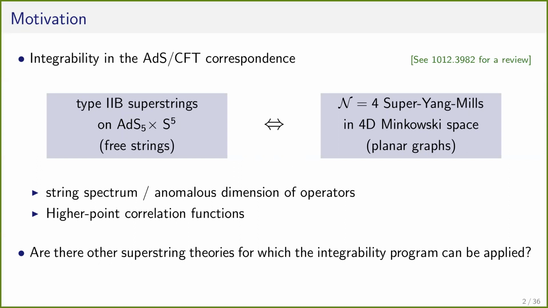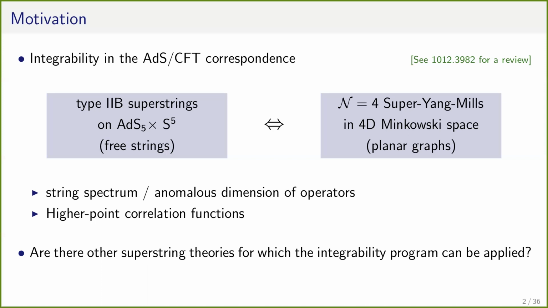This was discovered in the early 2000s: type IIB AdS5 × S5 superstring in the free string limit, and also N=4 super Yang-Mills in the planar limit, have this property of integrability. There are many tools that have been developed, a whole integrability package, in order to actually compute observables on both sides. For instance, the string spectrum, and also the anomalous dimensions of operators. There is also progress in using integrability to compute higher point correlation functions.